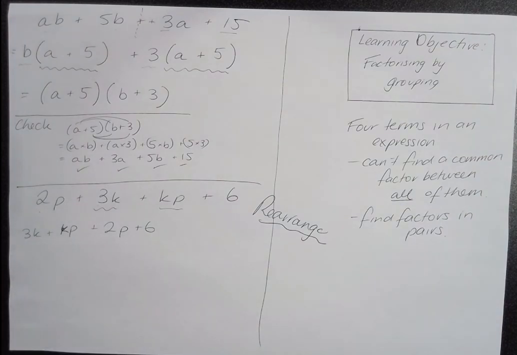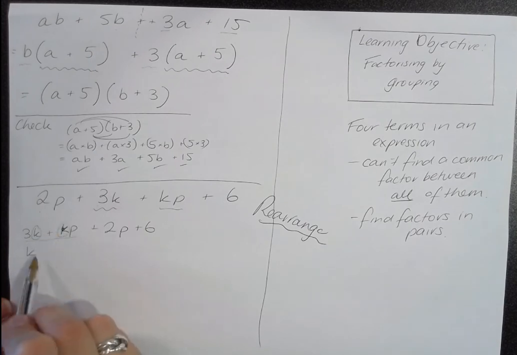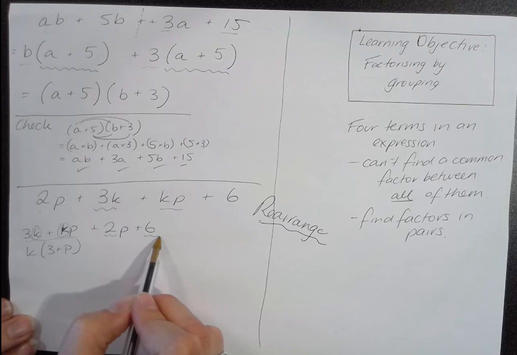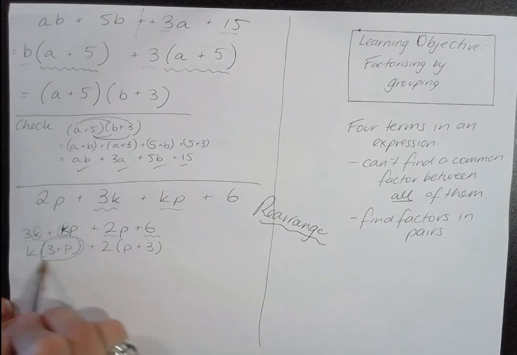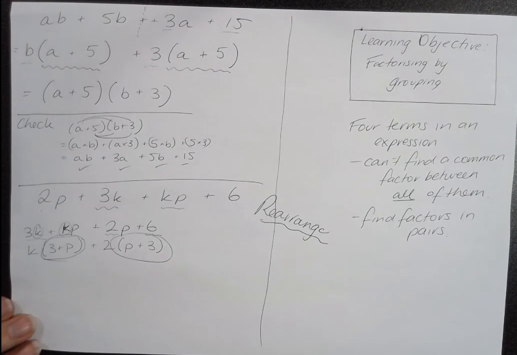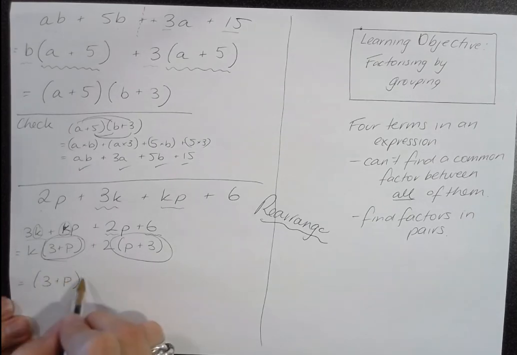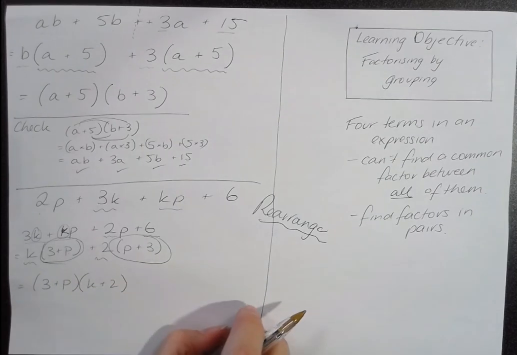Let's try and factorise it now that we've got these ones together. What could we pull out of here? K is common here, so then we'd end up with 3 plus P. And out here we've got to worry about a number, so we'd pull out 2, and we'd be left with P plus 3. Now we can see this is the same, once again it's just in a different order. 3 plus P is the same as P plus 3. So we can pull this one out and say 3 plus P is our common factor, and whatever is left behind, K plus 2, goes in the other bracket.